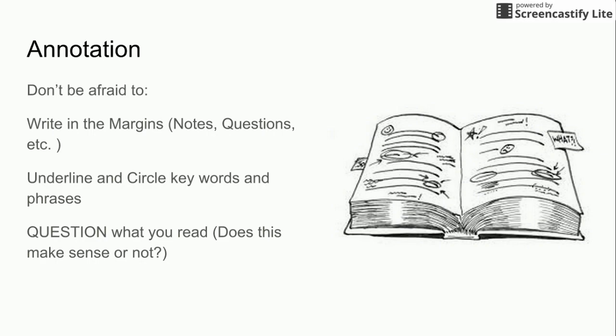Underline and circle keywords and phrases. Mark up that paper. For annotating anything, you should be underlining and circling and writing notes. And the third thing that you should do is question whatever you read. Does it make sense or not? If you feel like you're reading something and you're not really sure if that's a true thing or not, it's okay to question it and then do the research to figure it out.